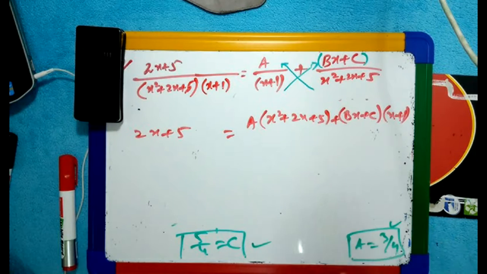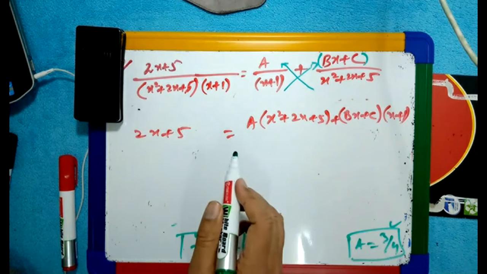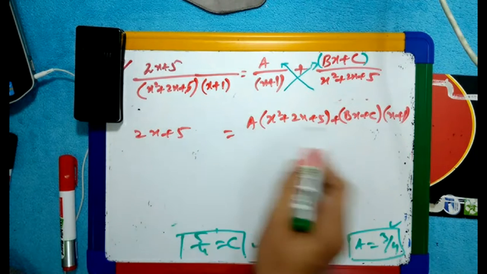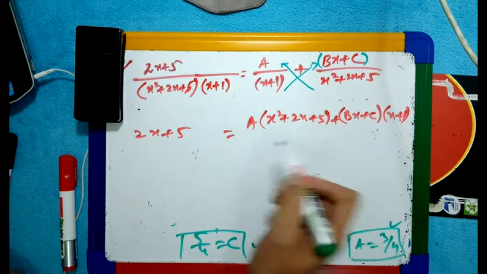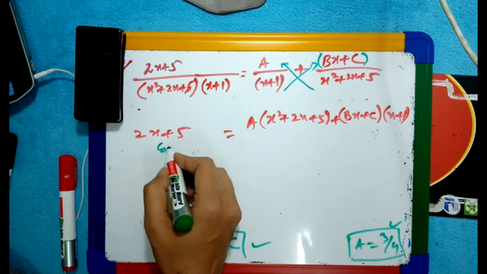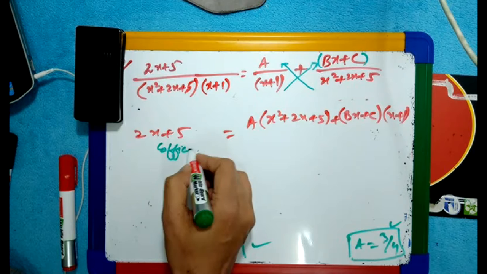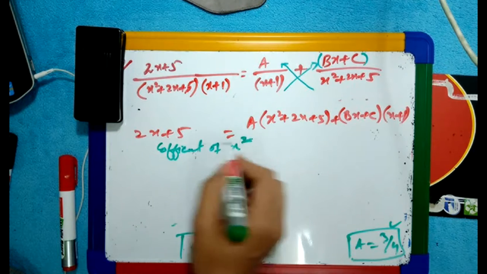Now b is remaining. For b, if I open this and I collect the coefficient of x square, what is the coefficient of x square on the left side?